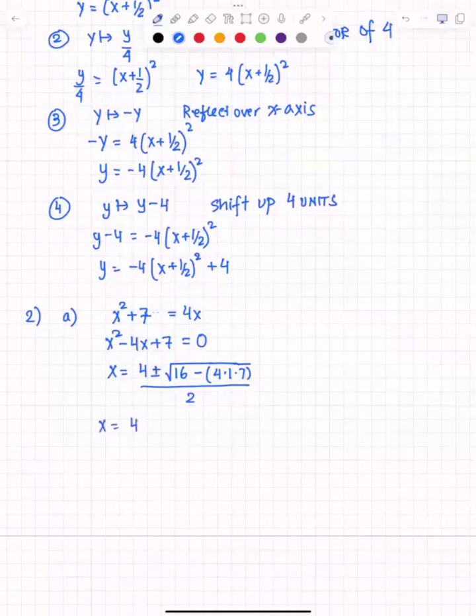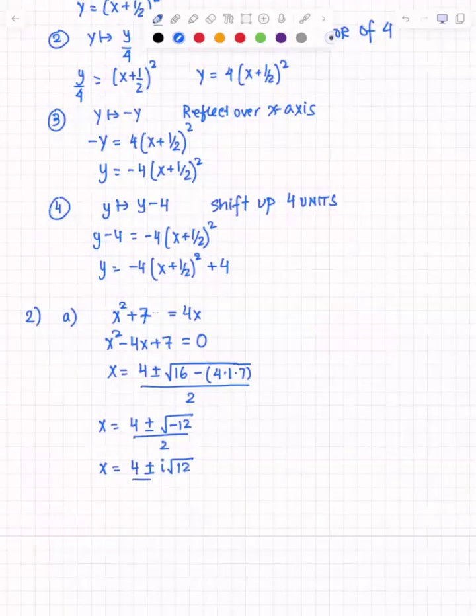So x is 4 plus or minus the square root of 16 minus 28, which is negative 12. So we see the zeros or the roots of this quadratic equation are non-real. We can take out the negative, or plus or minus i. The square root of negative 1 is i. It's the square root of 12. And now you could leave your answer like this, but a simple simplification.